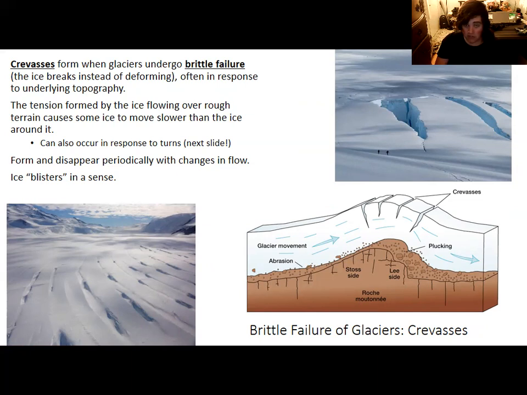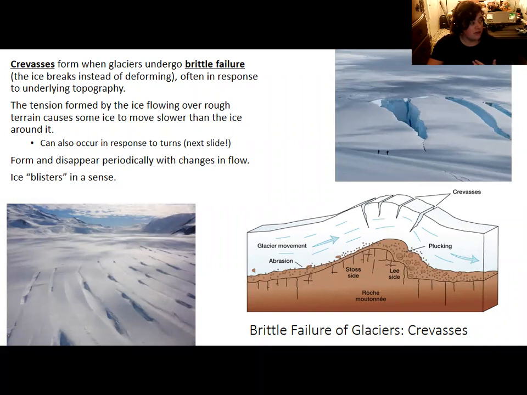One thing is that it can be unpredictable as to when they're going to show up. They can form and disappear seasonally because different amounts of meltwater can occur seasonally, and that can cause the glaciers to flow with more difficulty or with less difficulty. They can form or disappear as the rock underneath them changes shape as the glacier goes over them. They can also form when a glacier is forced to make a relatively sharp turn, as we'll see on the next slide. But in general, they can be thought of as a blister of sorts.